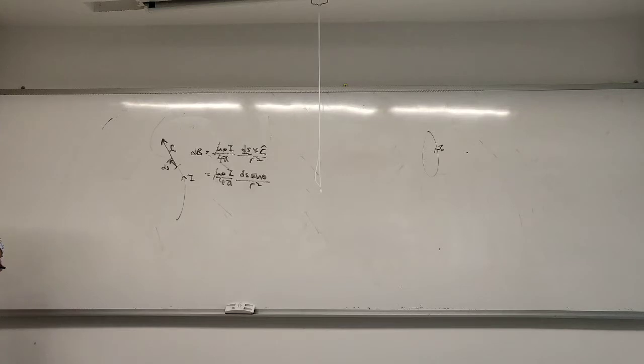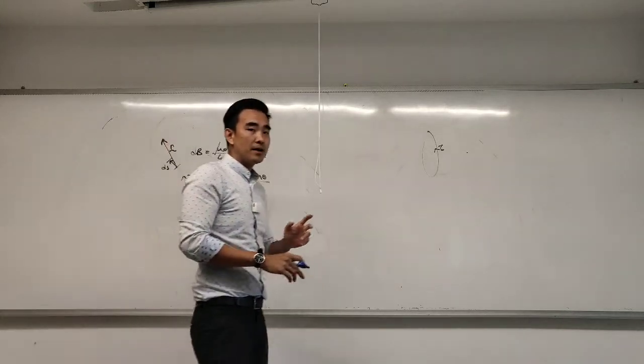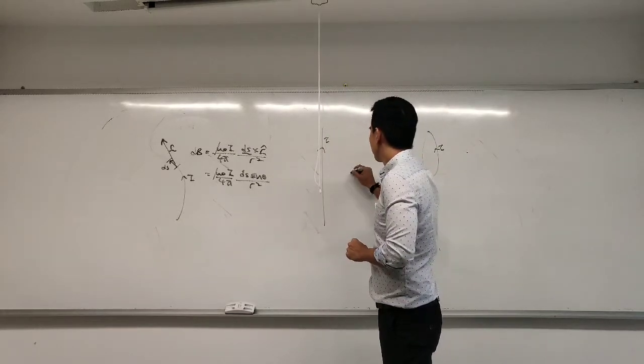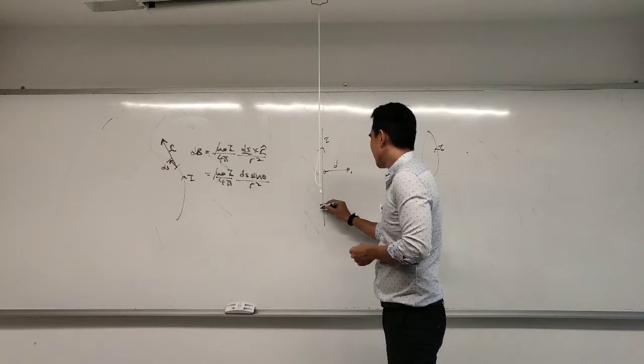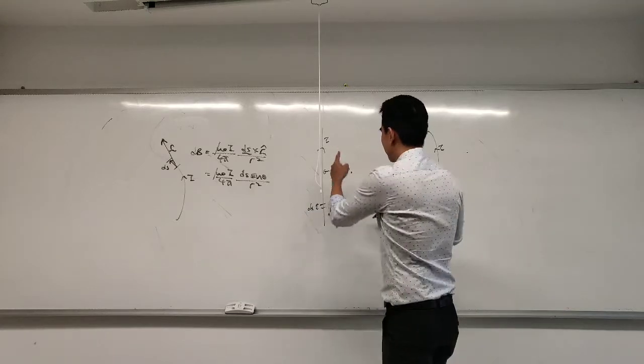So this will be the small field due to this small section of wire. So how does it apply to the situation that we talked about just now? You've got a current I over here, you've got a section over here. Let's call this point D, and we've got this dx over here, and you've got a current going this way.